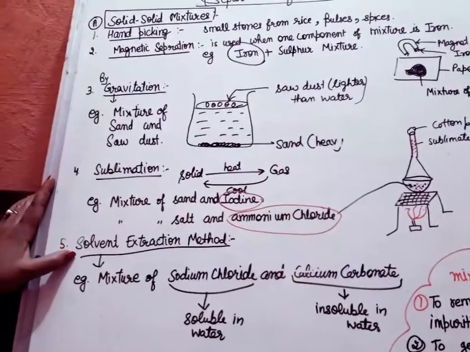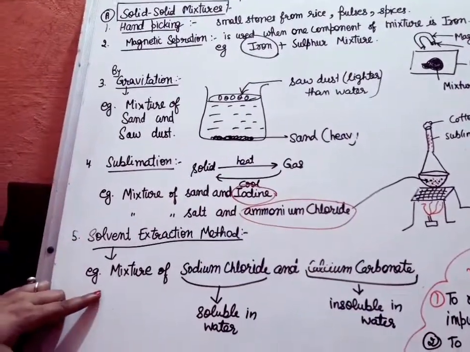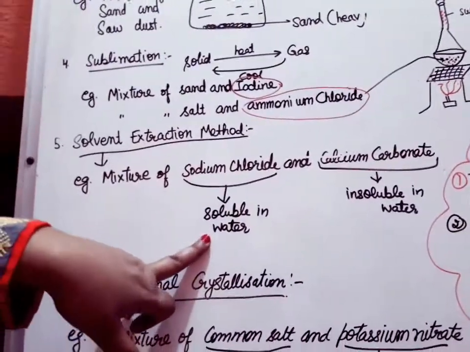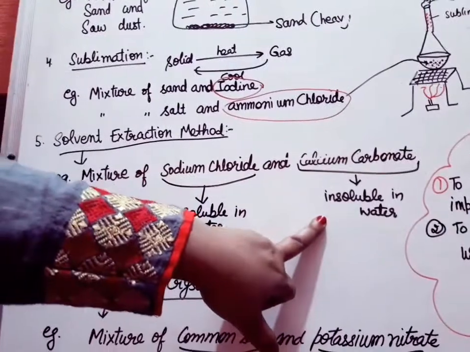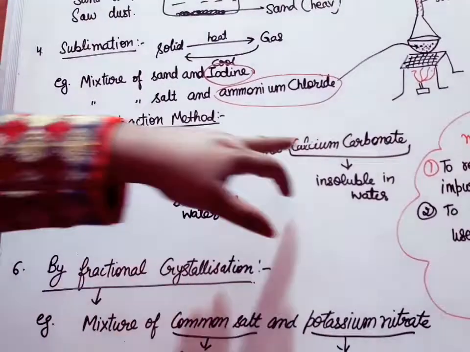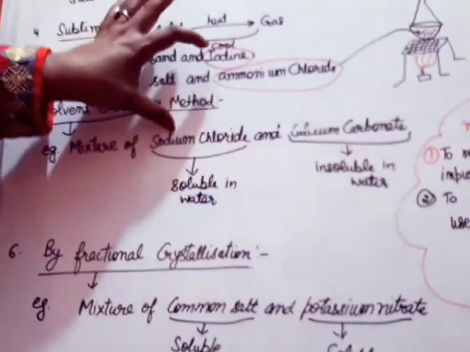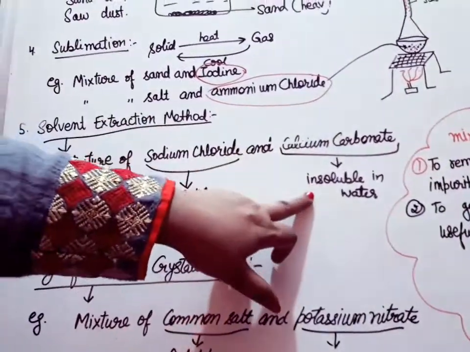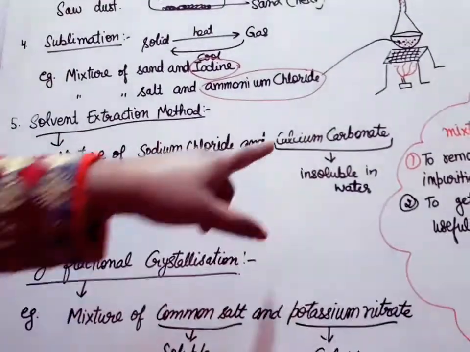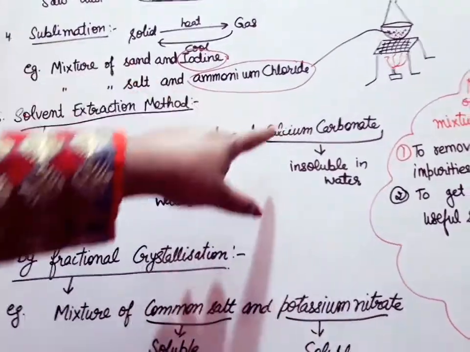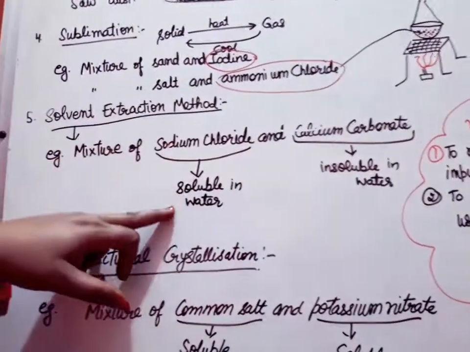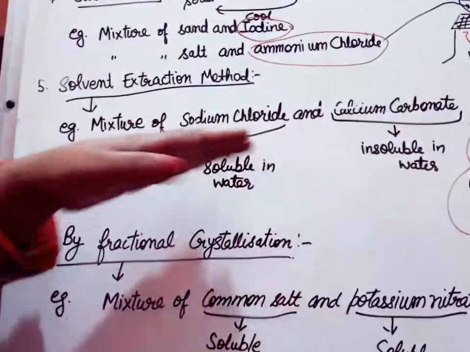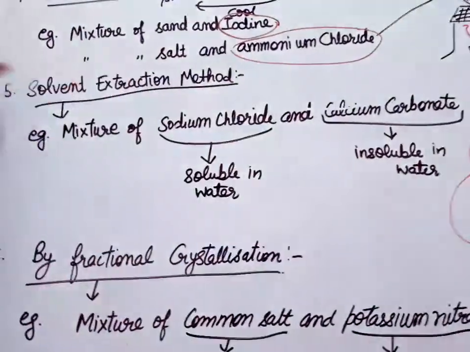Next method is solvent extraction method. The solvent extraction method is used when one of the components is soluble in water and the other component is insoluble in water. Example, sodium chloride mixed with calcium carbonate. Sodium chloride is salt, it is soluble in water. Calcium carbonate is insoluble in water. Calcium carbonate is marble, for example chalk, etc. So one dissolves in the water and the other does not dissolve. So you will dissolve it in the water, and as calcium carbonate is insoluble, it can be separated.